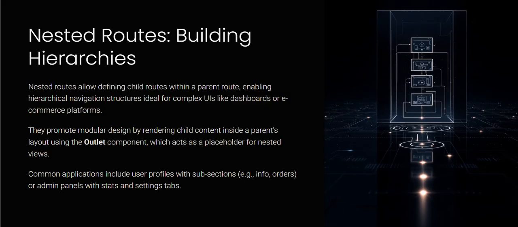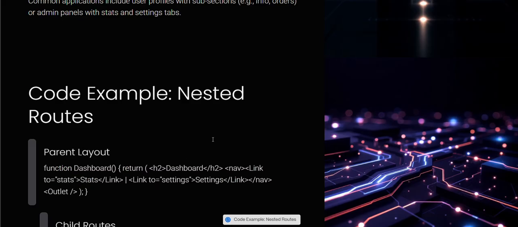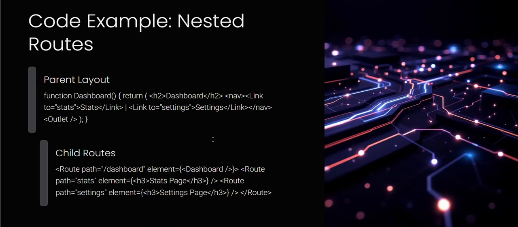Common applications include user profiles with subsections like info and orders, and admin panels with stats and settings tabs. Here is an example of a parent layout and child routes, and I will explain each one.